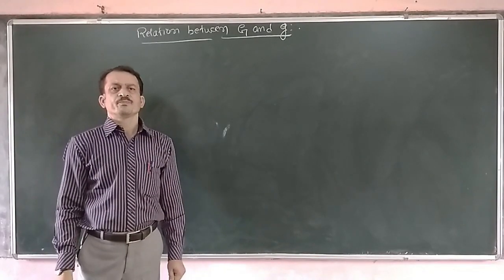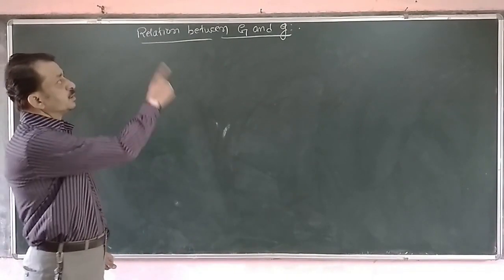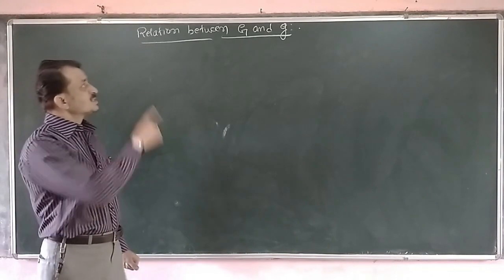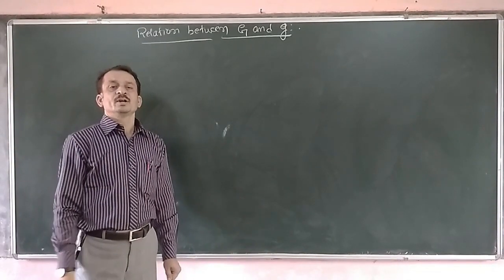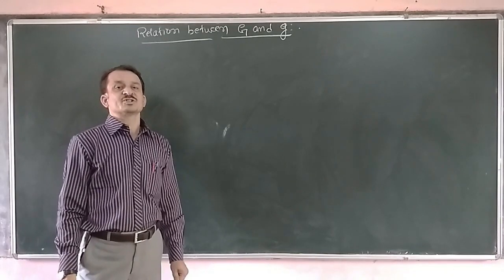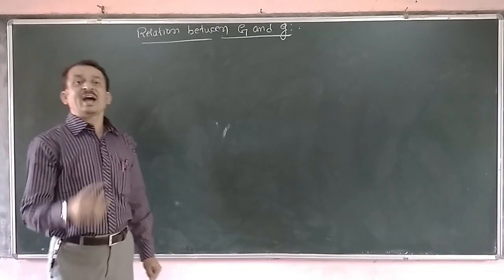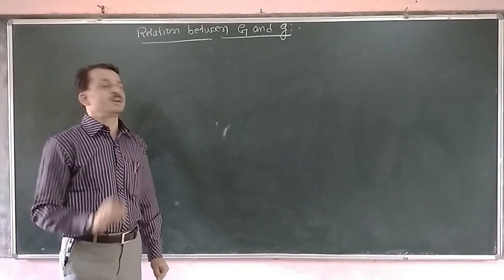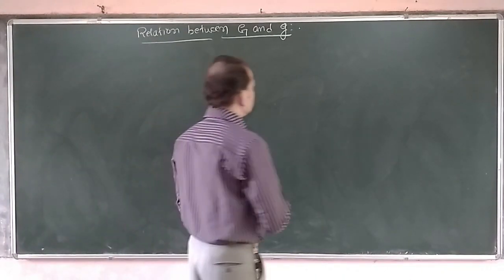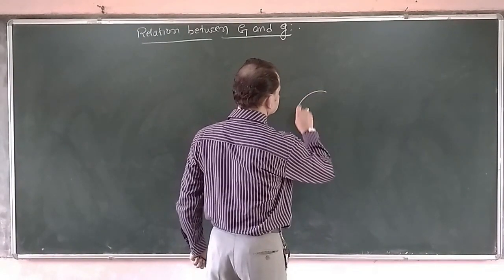Now we will discuss what is the relation between capital G and small g. Capital G is the universal gravitational constant. Small g is the acceleration due to gravity. For that, I have to consider the earth.